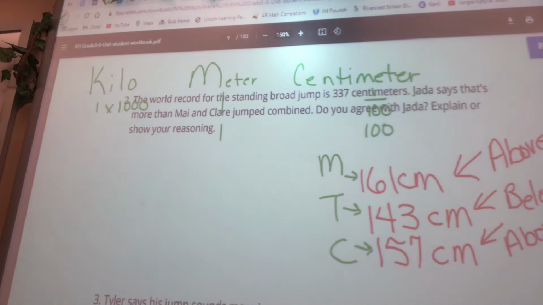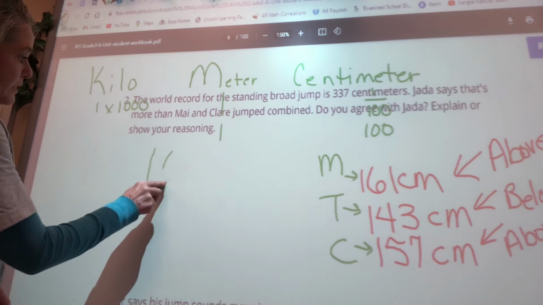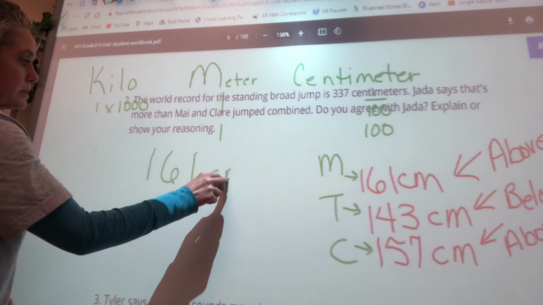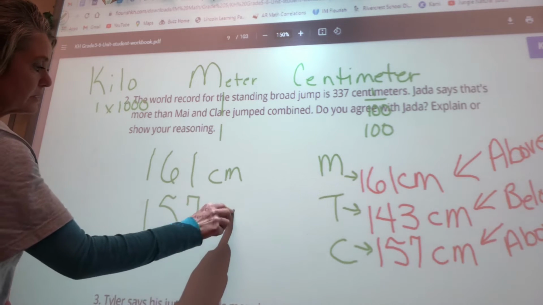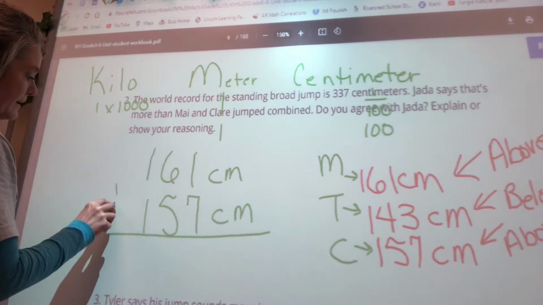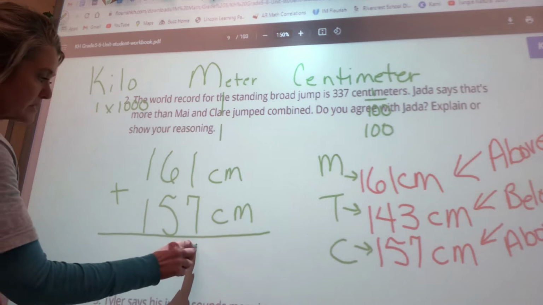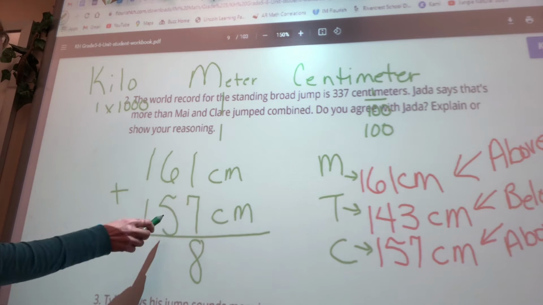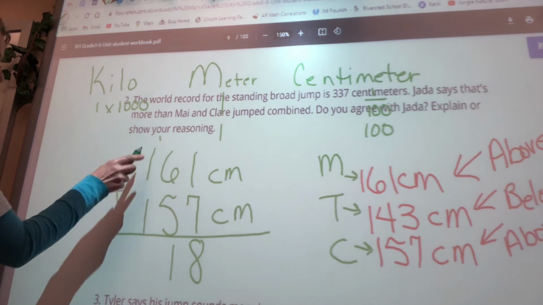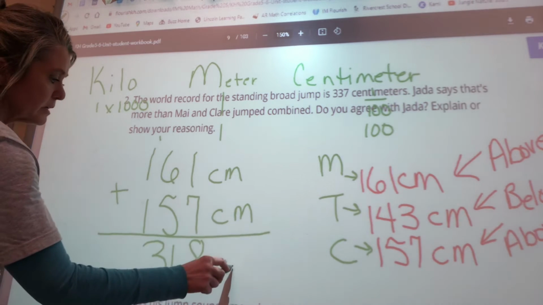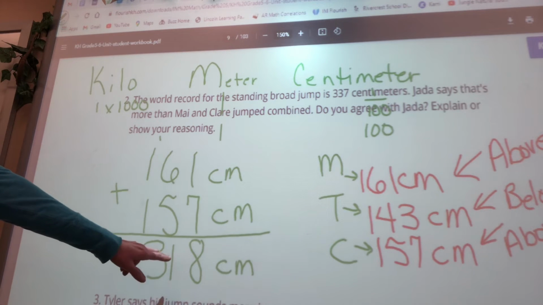Okay, if we take Mai and Claire and put them together, we have 161 centimeters and 157 centimeters. And if we add those together, because that's what combined means, we're putting it together. So 1 plus 7 is 8. 6 plus 5 is 11. Carry your 1. 1 plus 1 is 2. Plus the 1 we carried is 3. So combined or together, they jumped 318.